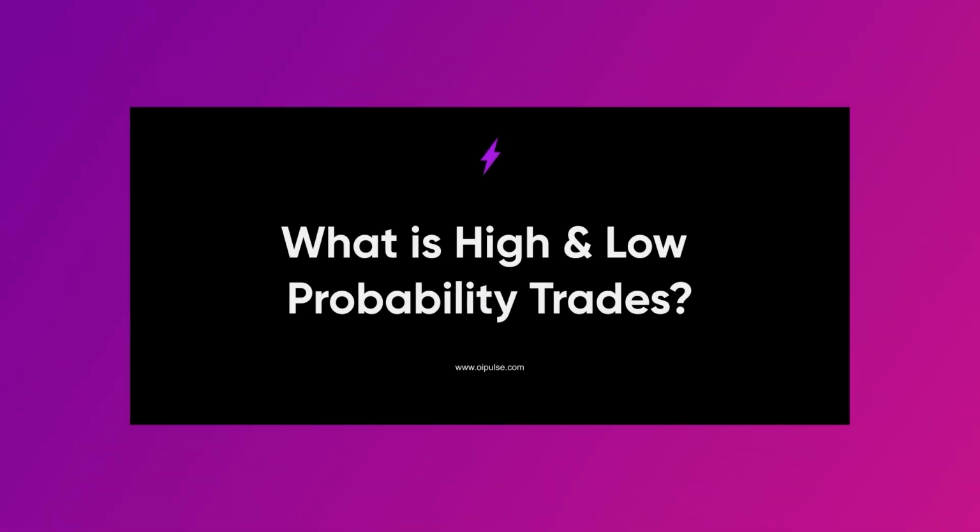What are high probability and low probability trades? High probability trades are those where there is a higher chance that the trade would end in profit. Low probability means there is a lower chance that the trade may go right. We determined this because nowadays the market is too volatile, so we cannot take all the trades in the same quantity.